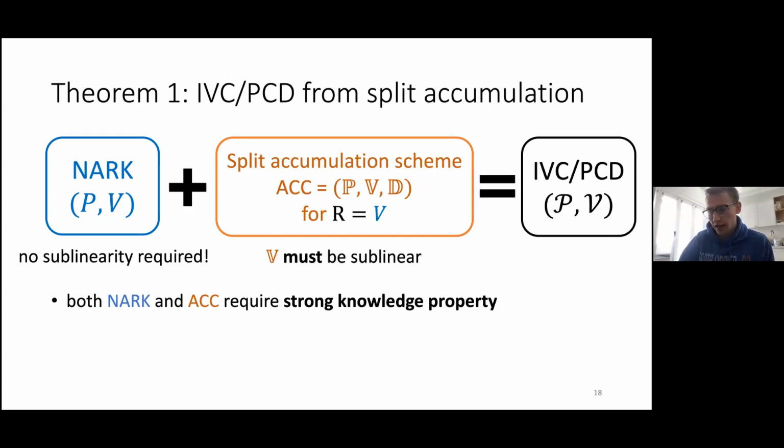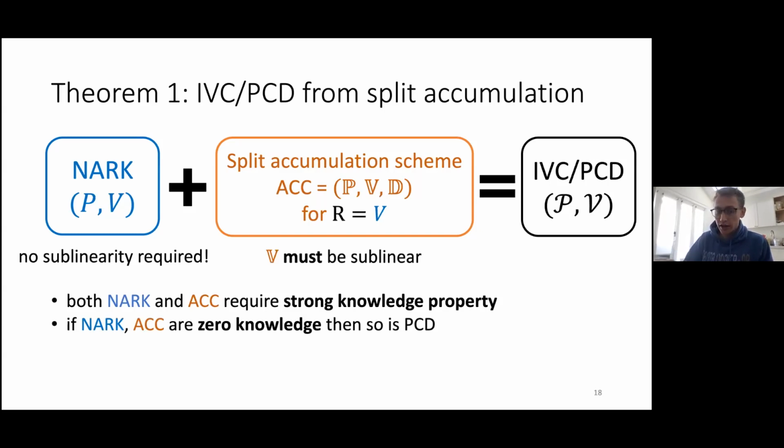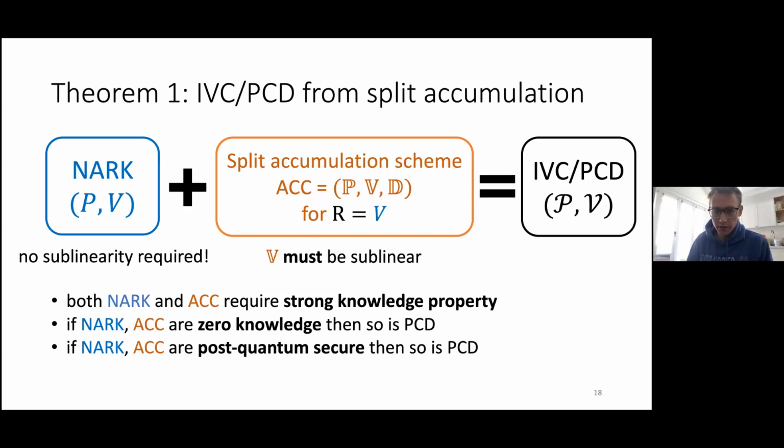And we also prove that a lot of properties kind of transfer over. So for example, if you want your PCD to be zero knowledge, well, then you need to actually require that both the NARK and the accumulation scheme are zero knowledge. And we also show that if they are post-quantum secure, then so is the PCD.